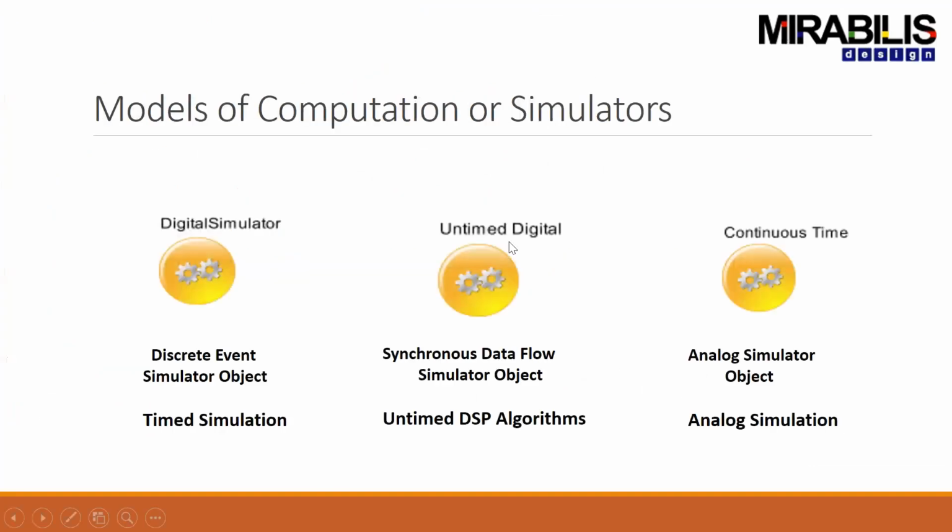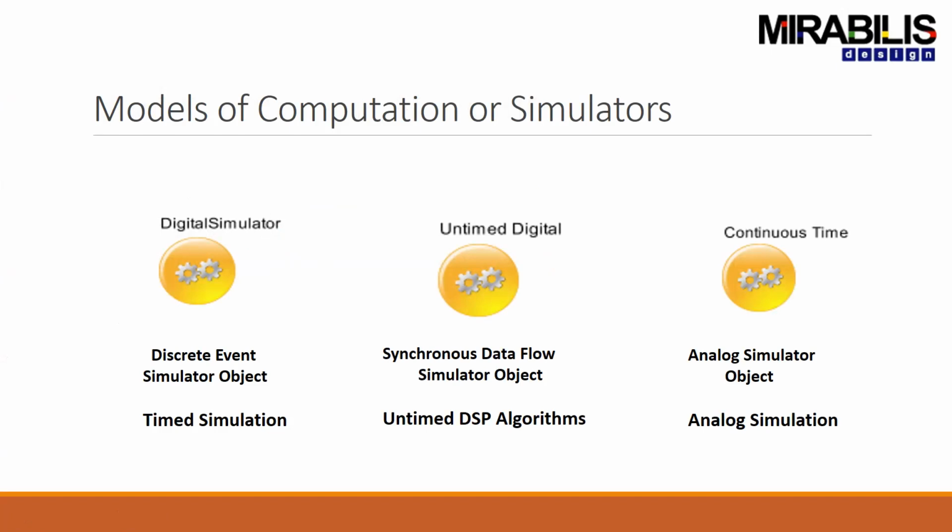Okay. So these are the types of simulators that we have in VisualSim. The one I just showed you is the digital simulator, which is used in most digital logic designs. This digital simulator is a discrete event simulator.